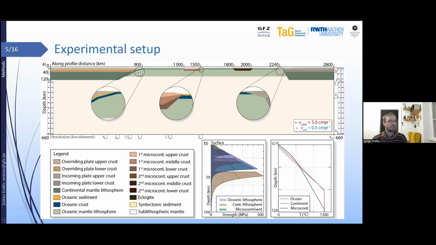In some of our models, in the models that I'm going to be presenting here, there will also be terrains. These are basically continental or microcontinental terrains that are embedded within the oceanic basin. They're there because oceanic basins tend not to be empty basins, and they provide additional structural complexity and additional inherited structures that we can use in the analysis of these models.